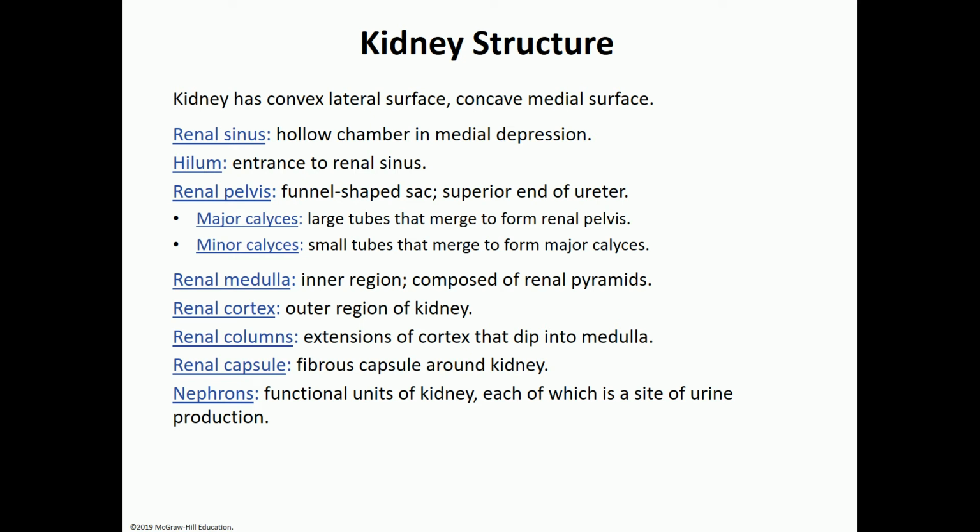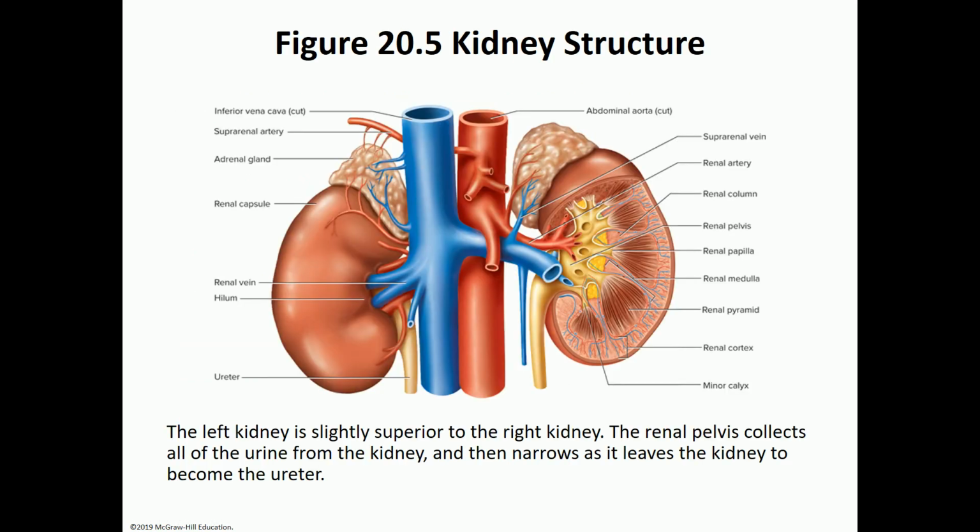The structure of a kidney, we already know that it is a bean-shaped structure, and it has a lateral convex surface and a medial concave surface. So I'm going to go over these structures while looking at the picture down here. Here you can see these are the lateral surfaces. These are convex, while the medial surface is concave.